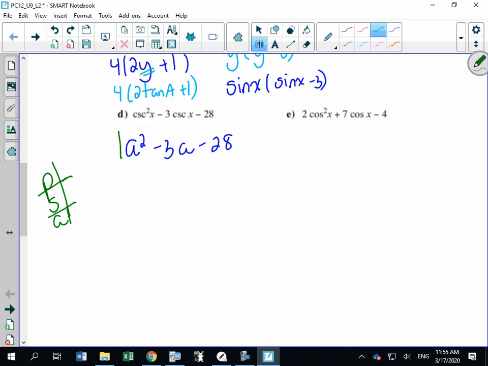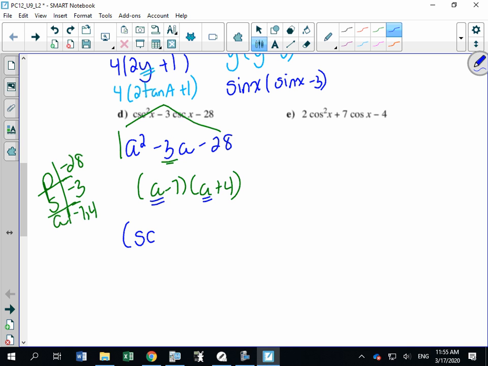PSA 1 is just a different term. What we're looking for is a product, a sum, and an answer. The product is always that constant, or that C value, times your A value. So I'm looking for what multiplies to negative 28 and sums to negative 3. So the two numbers that multiply to negative 28 and sum to negative 3 are negative 7 and 4. So my factors would be A minus 7, A plus 4. Replace your a at the end, and a is equal to cosecant of x, so cosecant of x minus 7 and cosecant of x plus 4.